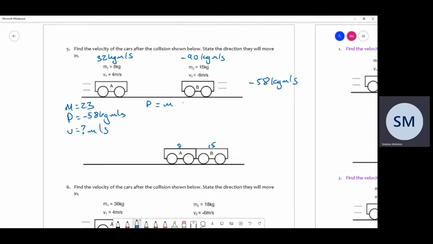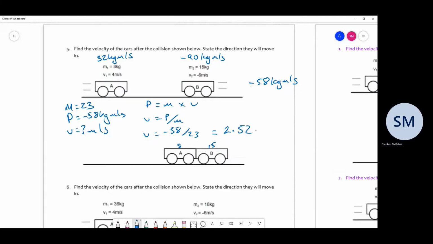Momentum is equal to mass times velocity. Velocity is momentum divided by mass. Velocity is negative 58 divided by 23, giving me 2.52. Negative, going in this direction because we've assigned that as the negative number.